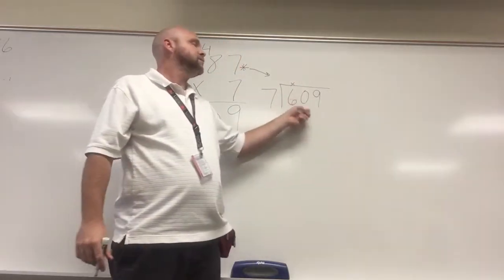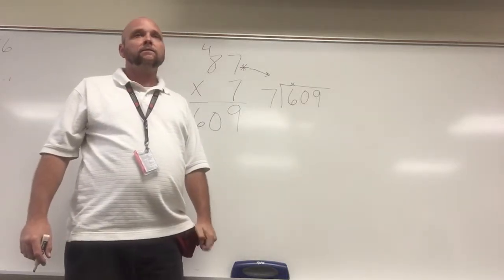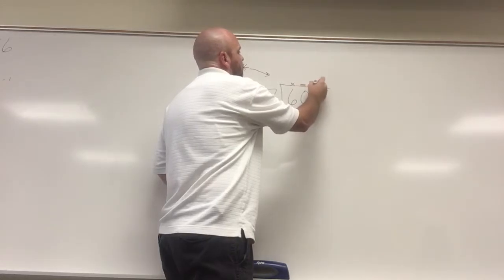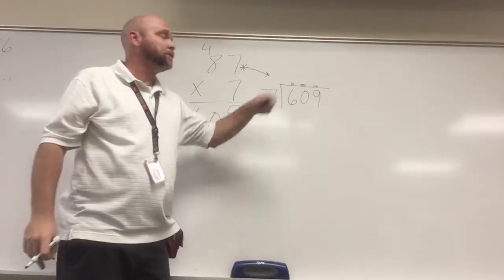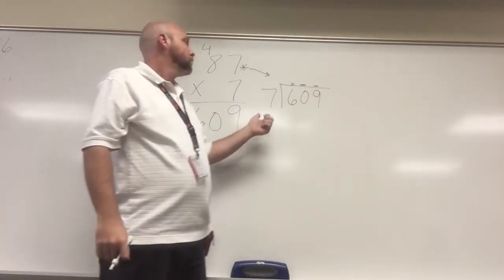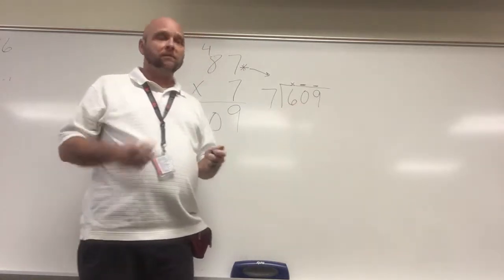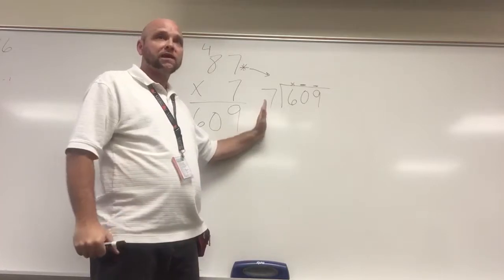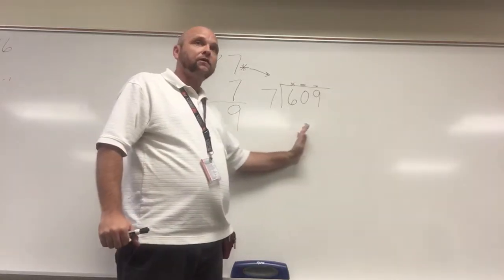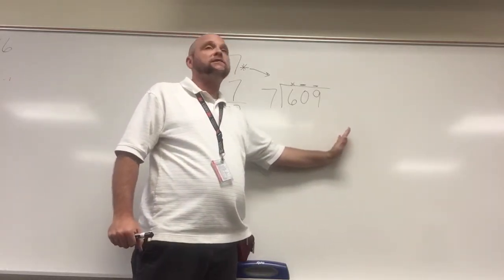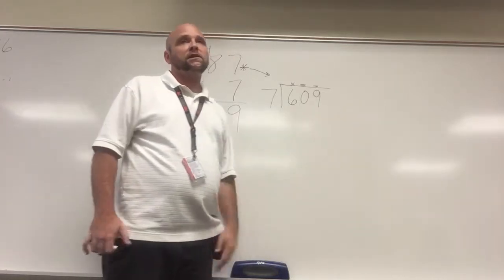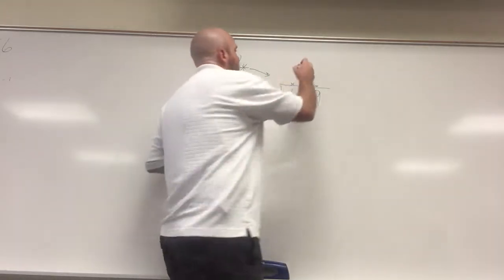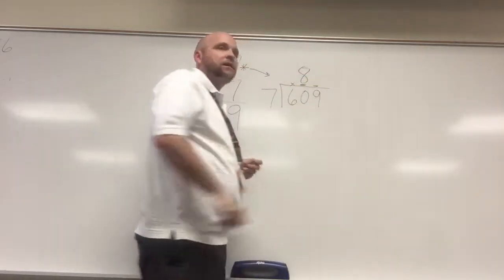Does 7 go into 60? Yes. As long as the number is bigger, then it's going to go in, which means my answer is going to be 2 digits. Okay? So how many times does 7 go into 60? All you do is look at your multiplication chart, look in the row that starts with 7, and go down until you find the number closest to 60 that doesn't go over 60. 8, good.